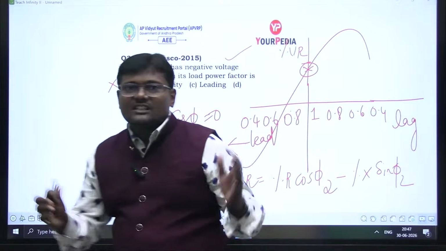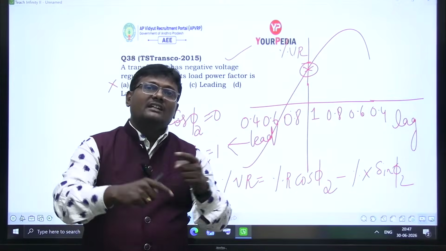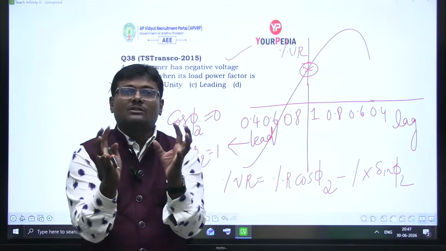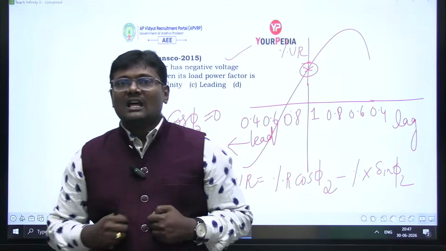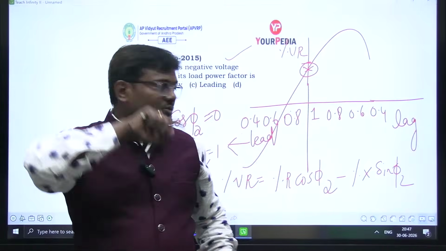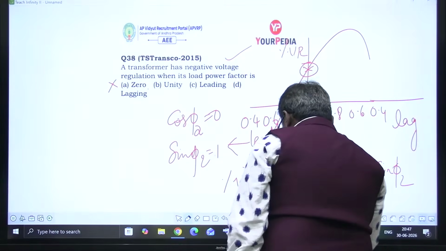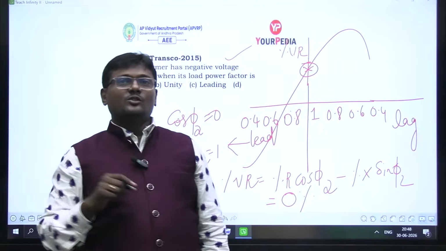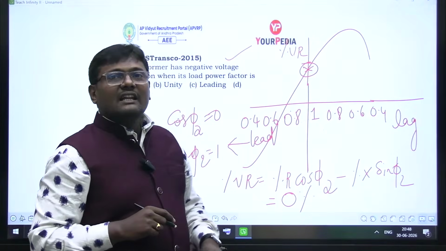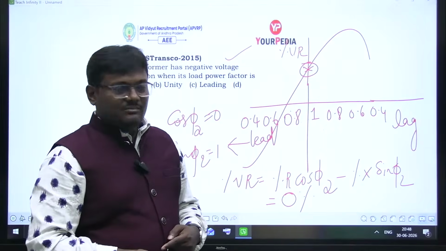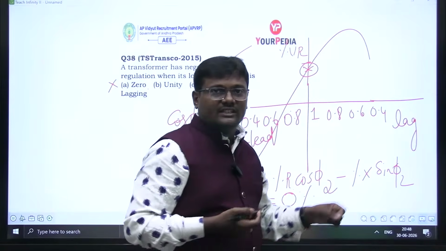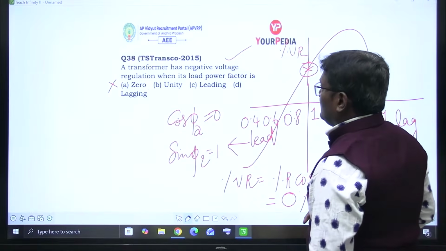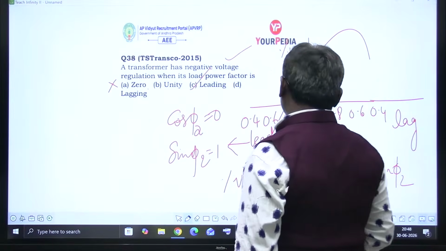If the first term and the second term are subtracted at that particular value of the power factor, what happens if both are equal? Then obviously it is 0. Percentage voltage regulation is 0% for leading power factor. So that's why I kept it as minus. Yes, C option is correct.